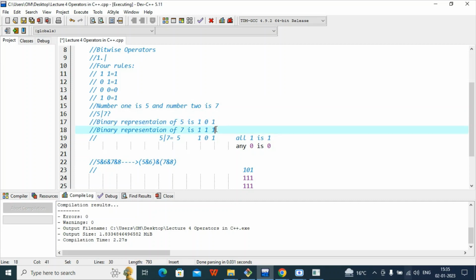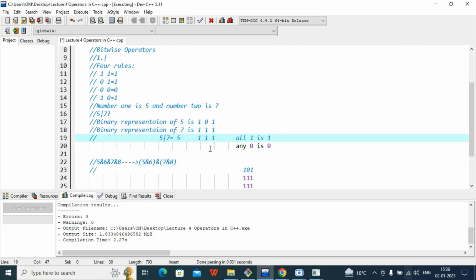This is 1, this is 1. What will you do? 1, which is correct. This is 0, this is 1. See the OR table, 0 1. What will it tell you? 1. So put a 1 here. In the AND operator you put a 0, because the rules are different. 1 1 you will get a 1. So what answer will you get? You will get a 7 again. Okay. 5 AND 7 is 5. 5 OR 7 is 7, right?